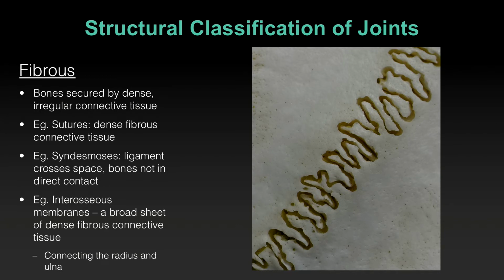The final example of a fibrous joint is what we call an interosseous membrane. And as you're learning in anatomy and physiology, the names give away the structure, give away the function. Interosseous membrane is simply a sheet, a connective tissue between two bones. Interosseous, between two bones. Membrane, a broad sheet of dense fibrous connective tissue. And we'll see an example of the interosseous membrane connecting the radius and the ulna. There's also one in the lower leg. Those are the two main interosseous membranes in the body. I'll show you those coming up.